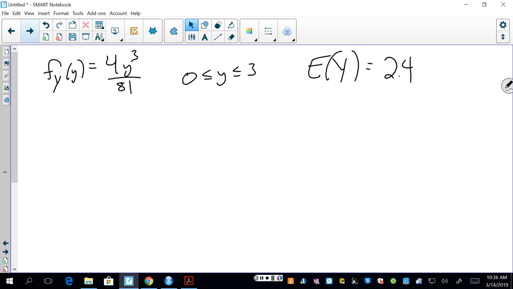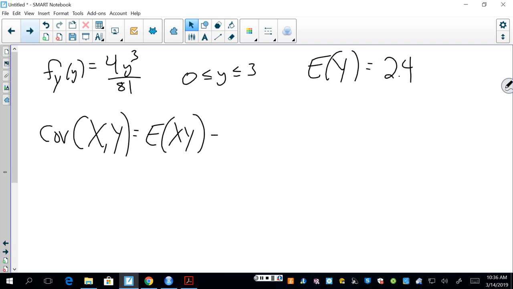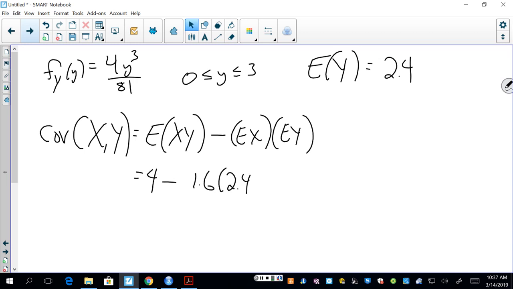So if we put everything together, the covariance of x and y is the expectation of x and y, minus the expectation of x times the expectation of y. We had 4, 1.6 for x, 2.4 for y. It ends up being 0.16, which is positive. So there seems to be a positive association between x and y.